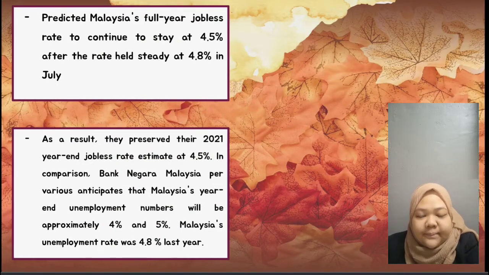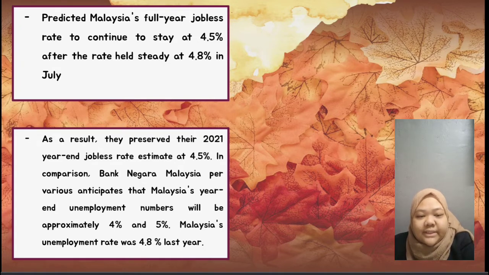The overview of unemployment rate in Malaysia. Economists predict Malaysia's full-year jobless rate to continue to stay at 4.5% after the rate held steady at 4.8% in July. As a result, they preserved their 2021 year-end jobless rate estimate at 4.5%. In comparison, Bank Negara Malaysia anticipates the Malaysia's year-end unemployment numbers will be approximately between 4% and 5%. Malaysia's unemployment rate was 4.8% last year.